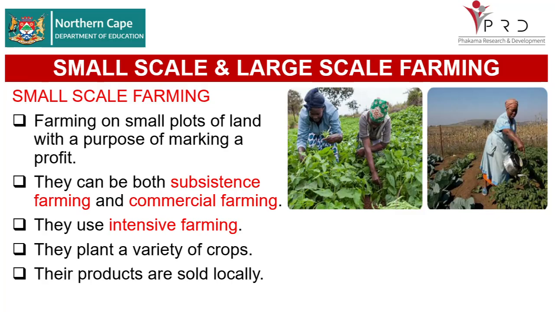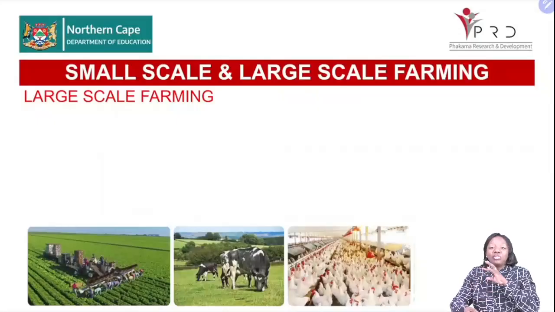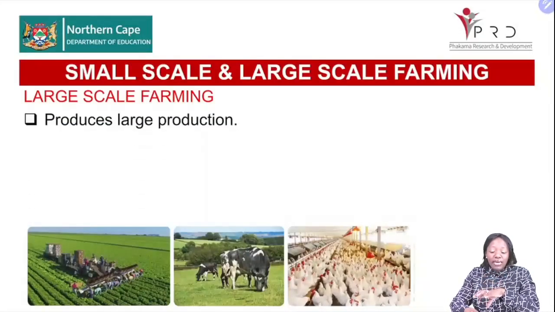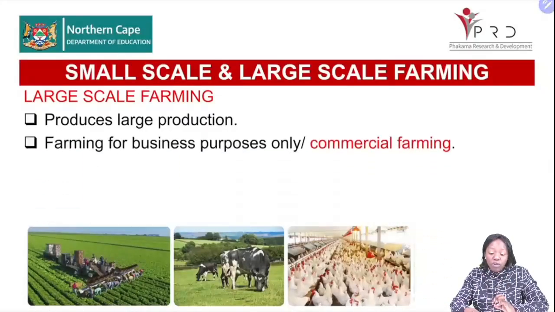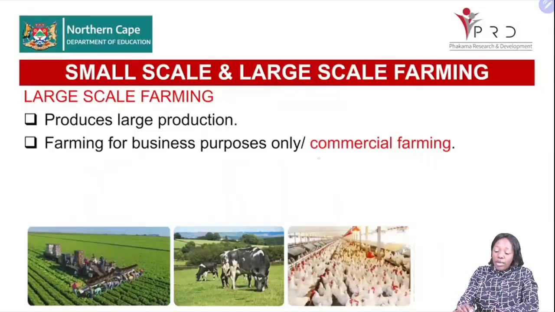Then we're looking at large scale farming now. Large scale farming, we are saying, produces large production. Why large production? Because they're farming for business purposes only. Their main aim is to farm for the business, or we're calling them commercial farming.